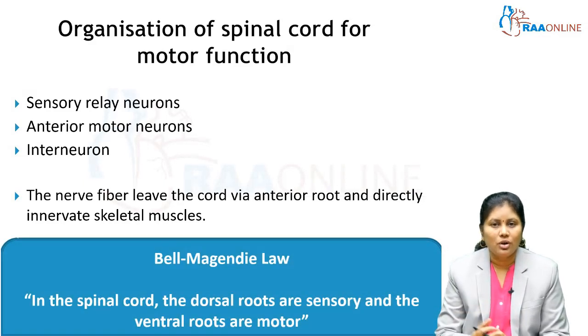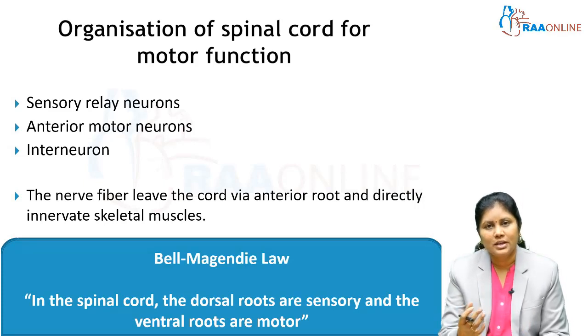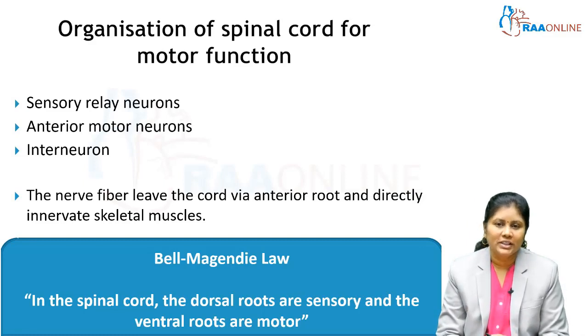This concept, that the anterior root is devoted to motor function and the posterior root is devoted to sensory function, is called the Bell-Magendie law. That is, in the spinal cord, the dorsal roots are sensory and the ventral roots are motor. This is very important to remember.